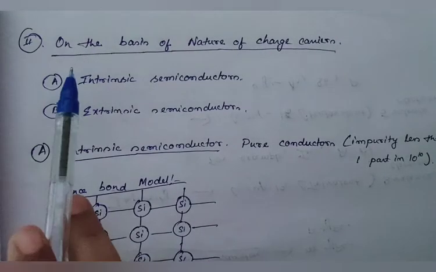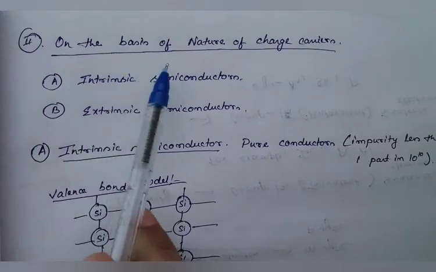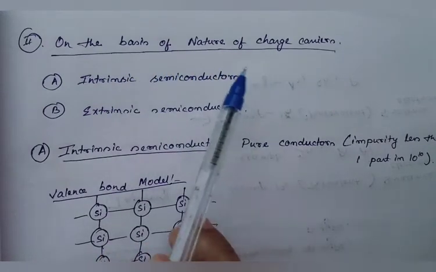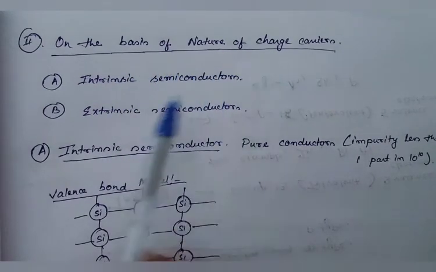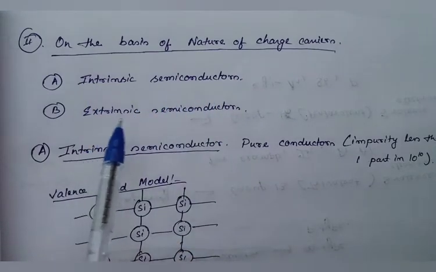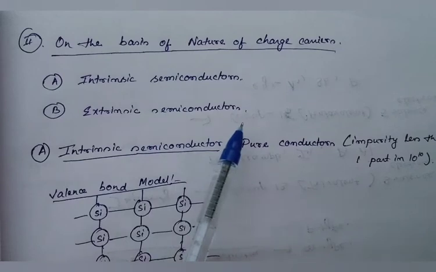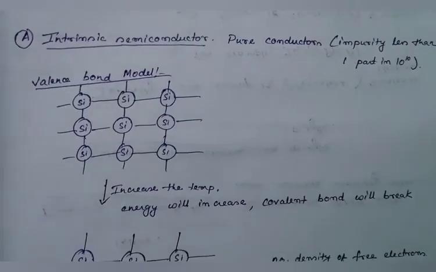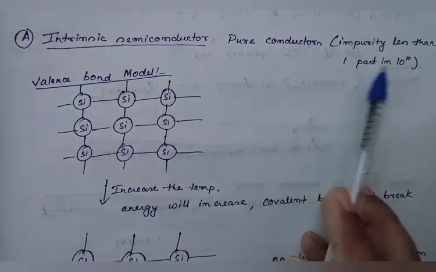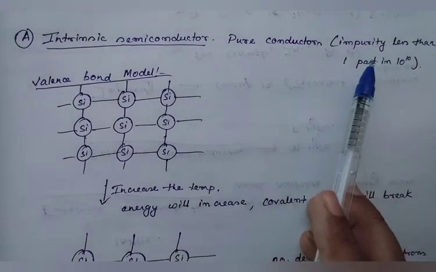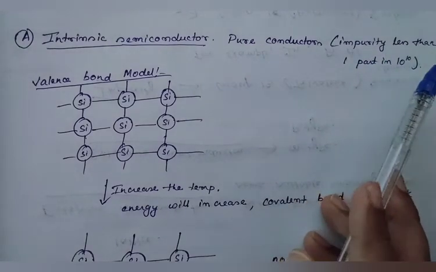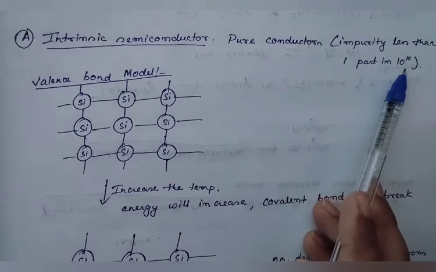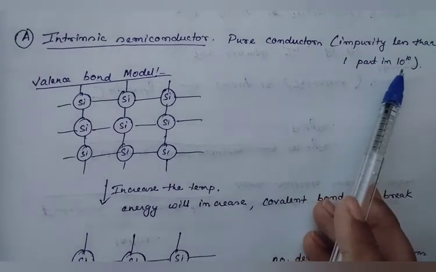Second, they are classified on the basis of nature of charge carriers. On the basis of nature of charge carrier, they are classified as intrinsic semiconductor and extrinsic semiconductor. Now, intrinsic semiconductor means it is a pure semiconductor, and its impurity is less than 1 part in 10 to the power 10.